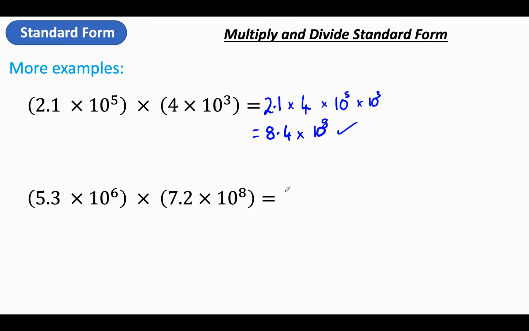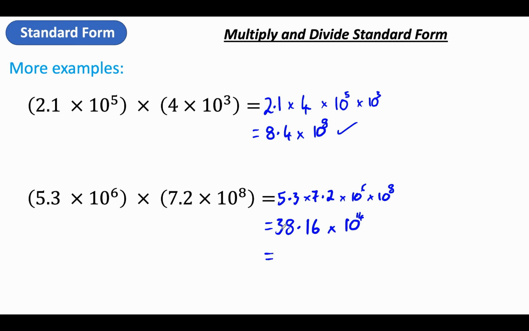5.3, so we're going to multiply the two decimal parts together first, times by 7.2, and then we're going to have the 2 powers of 10, 10 to the power of 6, 10 to the power of 8. Now I'm not sure what 5.3 times 7.2 is, so I'm going to use a calculator for that, which is 38.16. So 38.16 times by, and because we're multiplying, we add our two powers together. 6 plus 8 is 14.